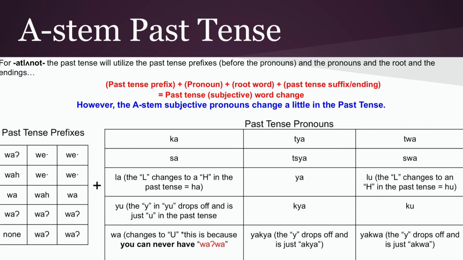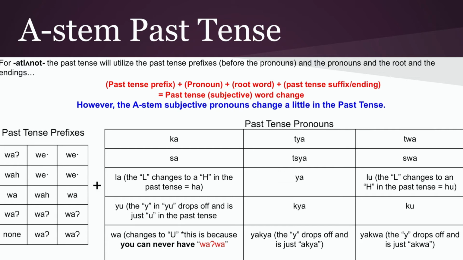Okay? Y's in Oneida, generally, okay, there's always exceptions here and there, drop off, okay? So for you, YU, it's just gonna be you. Waundlanod, she played or she made music. And then we also have wa. For A stem verbs in the past tense only, the pronoun changes to you, okay?